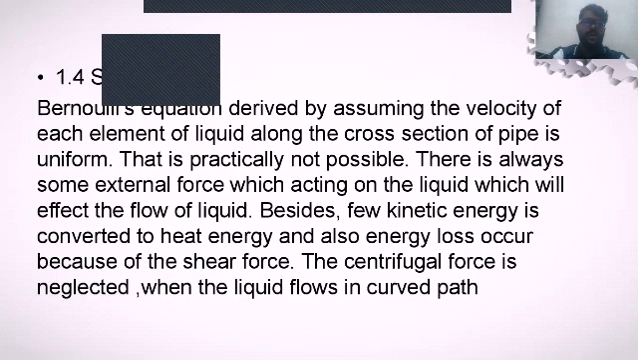For the scope of the experiment, Bernoulli's equation is derived by assuming the velocity of each element of the fluid along the cross-section of the pipe is uniform. Okay, as mentioned, the cross-sectional area of the pipe is assumed constant from the beginning to the end of the experiment. That is practically not possible, as there will always be an external force acting on the liquid, which will affect the flow of the liquid. Okay, this will be our main part, where the external force is the main force which will affect the flow of the liquid and cause the velocity in the pipe to change.